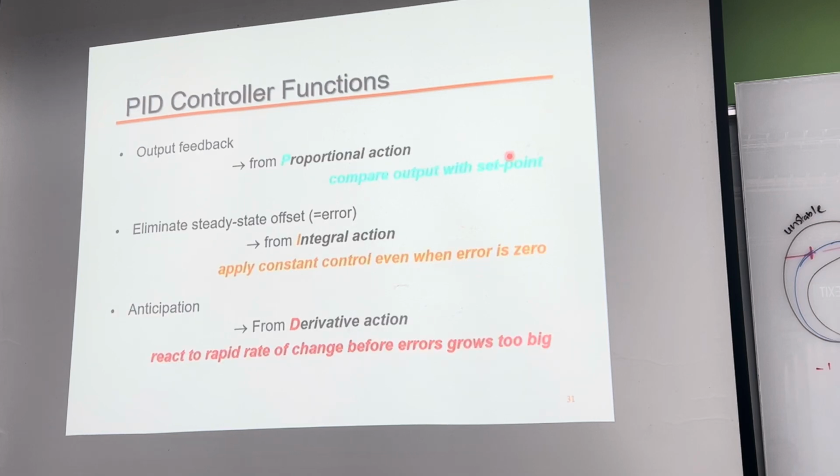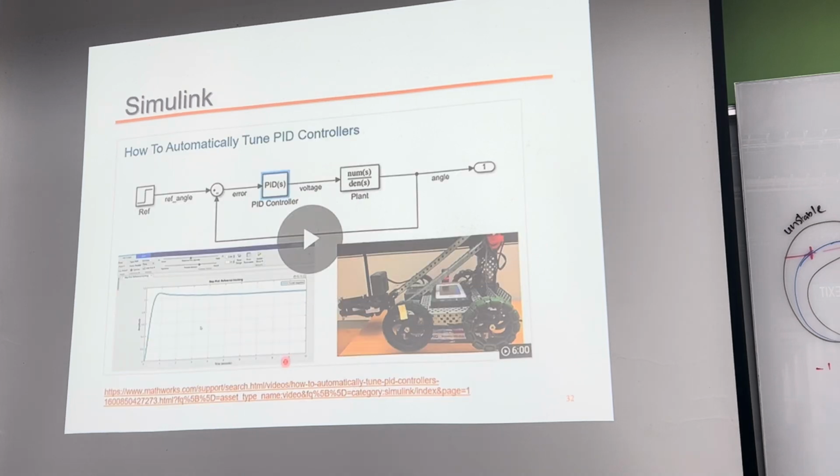So that's the overall summary: in feedback, proportional P is compared with the output and the set point, whereas I is more towards making the error zero, and D is more towards the change.